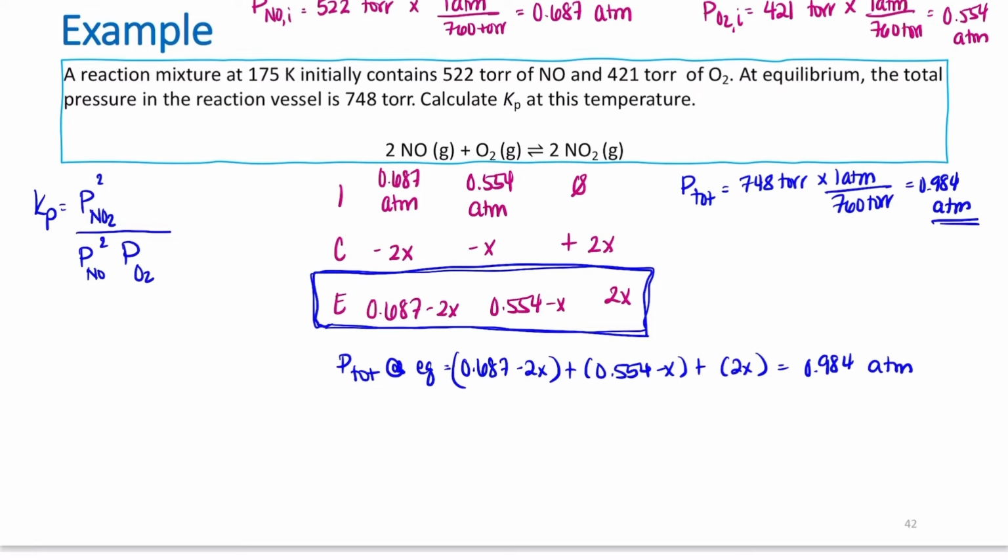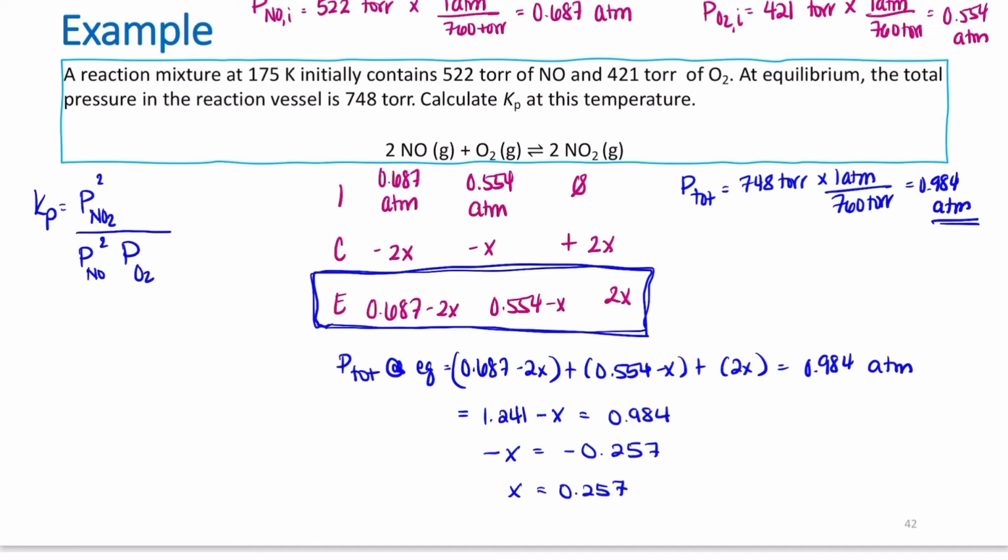So I'm going to solve this through. This gives me 1.241 minus x equal to 0.984. So I'm getting all the variables together the best I can, basically simplifying one side, and that equals 0.984. Solve for x. Negative x is equal to negative 0.257. And so x is equal to 0.257.